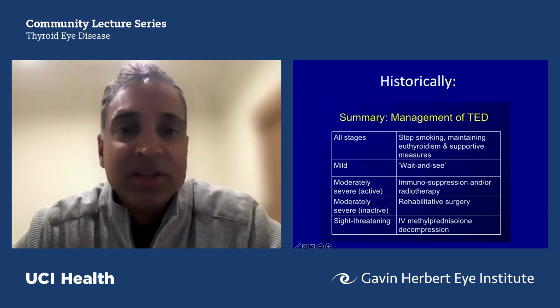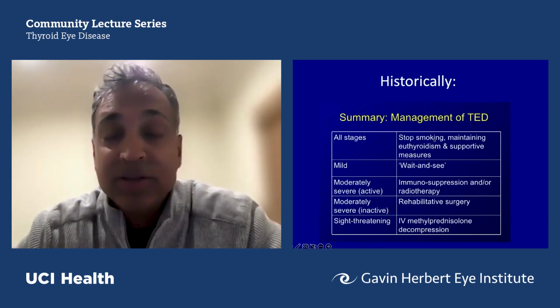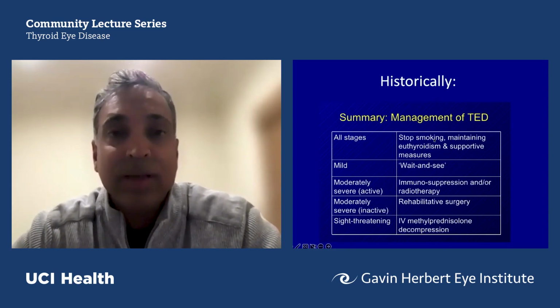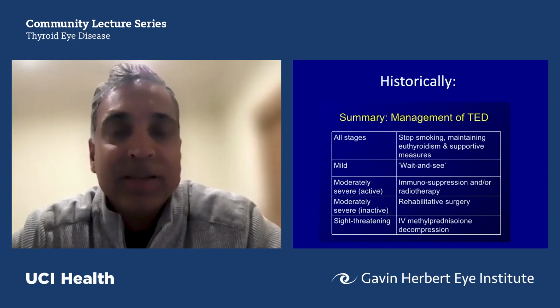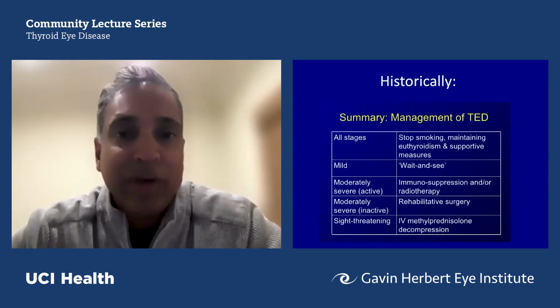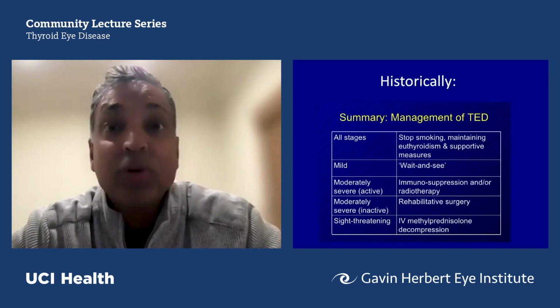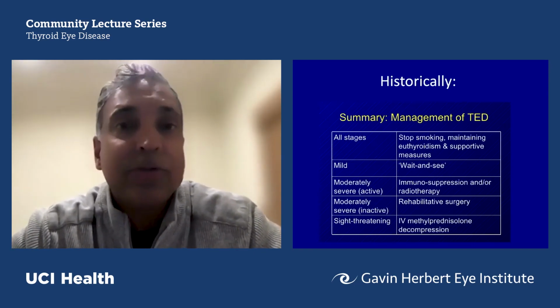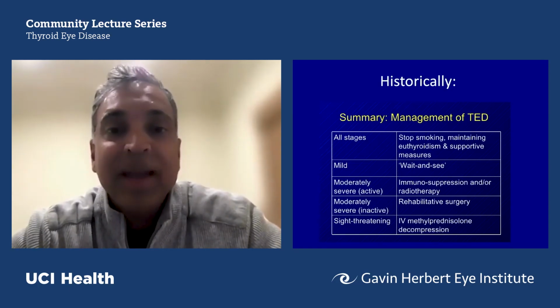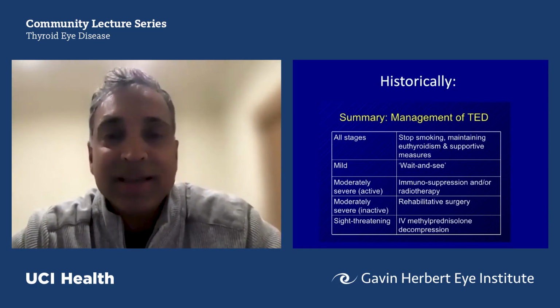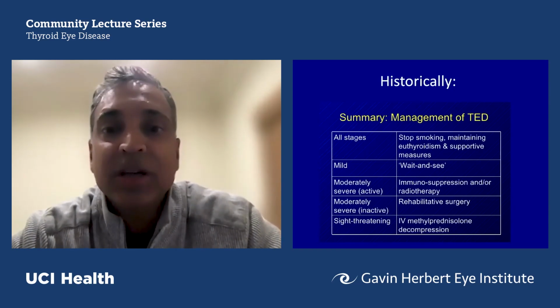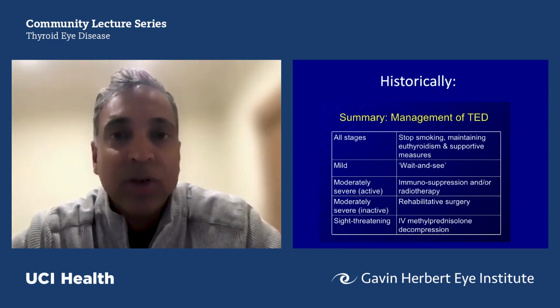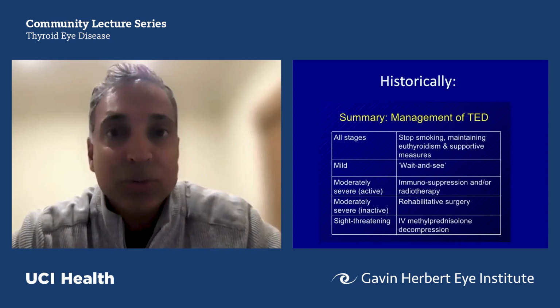At all stages, it's recommended to stop smoking because there's a very strong connection between thyroid eye disease and active smoking. There's some complex biochemistry behind that, but it's a veritable fact that smokers tend to have more severe thyroid eye disease, so it's the very first thing that should be done. Maintaining euthyroidism, which means getting out of the hypo or more commonly hyperthyroid stage, is very important. That's where working with the endocrinologist is super important.